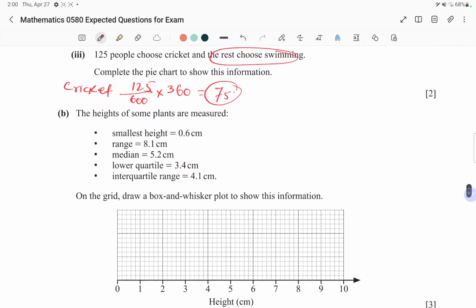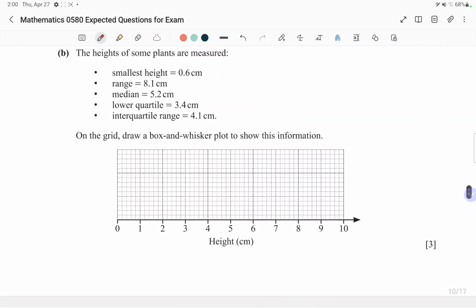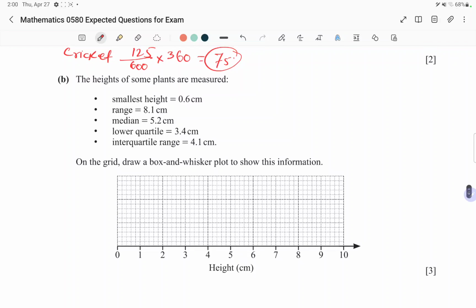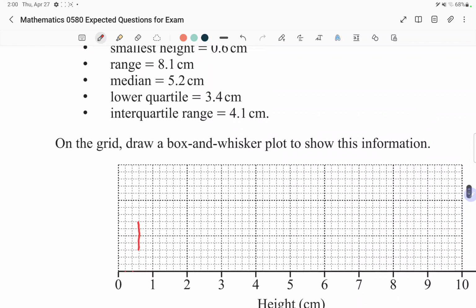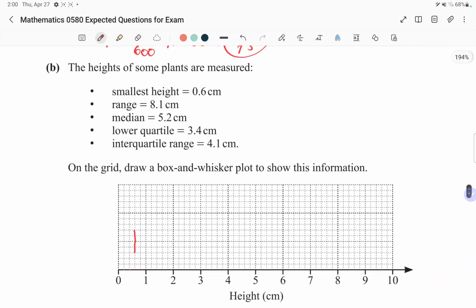The next question says heights of some plants are measured. Smallest height, range, median, lower quartile, interquartile range. On the grid, draw a box and whisker diagram to plot this information. No problem at all. So that's 0.6 first. 0.6, right? So 2, 4, 6. So 0.6 can be here. Now this is for the least value, 0.6.